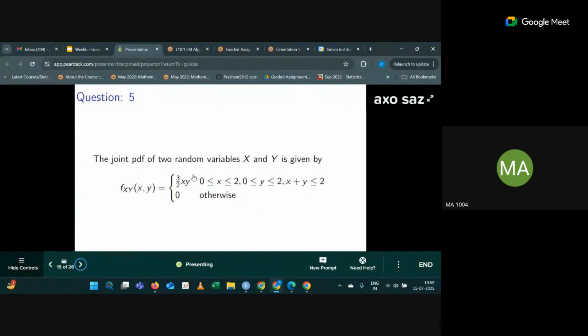Okay, so this joint PDF of two random variables is given to you, f(x,y) is 3 by 2 x y, and x is between 0 and 2, y 0 to 2, but there is one constraint, x plus y should be less than or equal to 2. So how will you draw the graph?